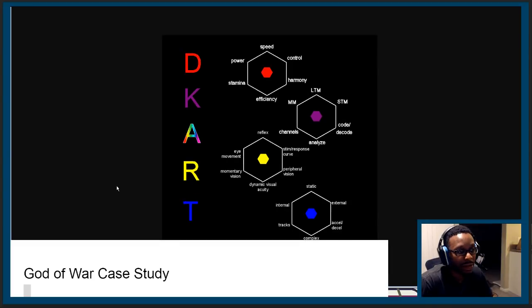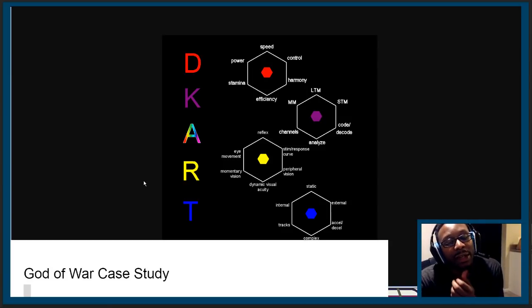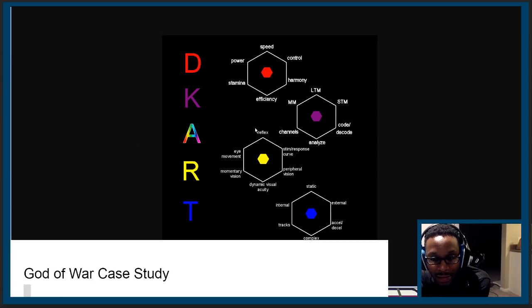DKART chart. This is a system for measuring skill that I made a long time ago. Each of the 5 elements, dexterity, knowledge, adaptation, reflex, and timing, each of them in themselves have 6 or so subdivisions for being very articulate about what skill is and how it's measured and how it works.